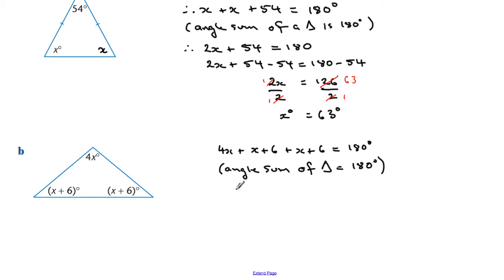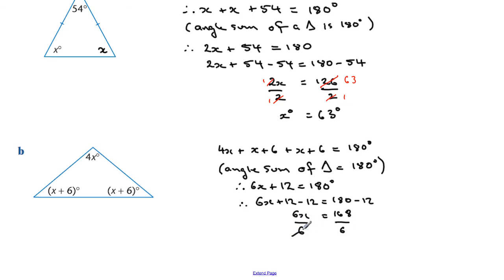So what we can say therefore is that 6x plus 12 must be equal to 180 degrees. We have a two-step equation here, so therefore we can say that 6x plus 12, if we subtract 12 from both sides, we can work out what 6x is. So in this case, 6x is 168. And then if we divide both sides by 6, we can get that the value of x must be 28.